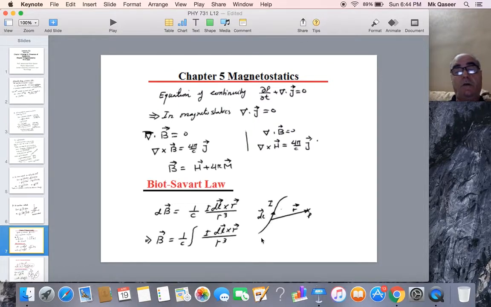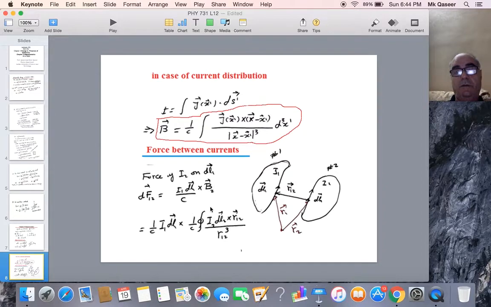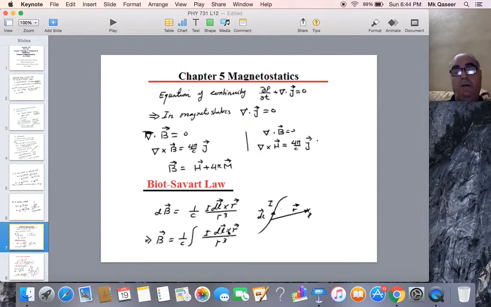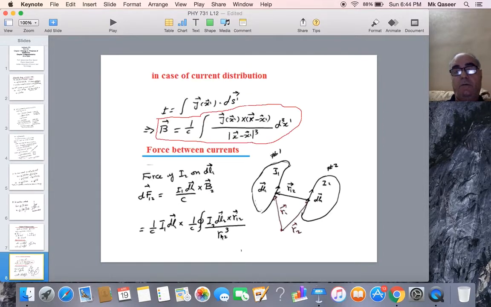Now, to calculate the magnetic induction at point P due to source I, we have to use the Biot-Savart law in this case. Instead of I dl, for a distribution, we write J, the current density, times ds. So we have for B 1 over c of this integration. This is called the Biot-Savart law.